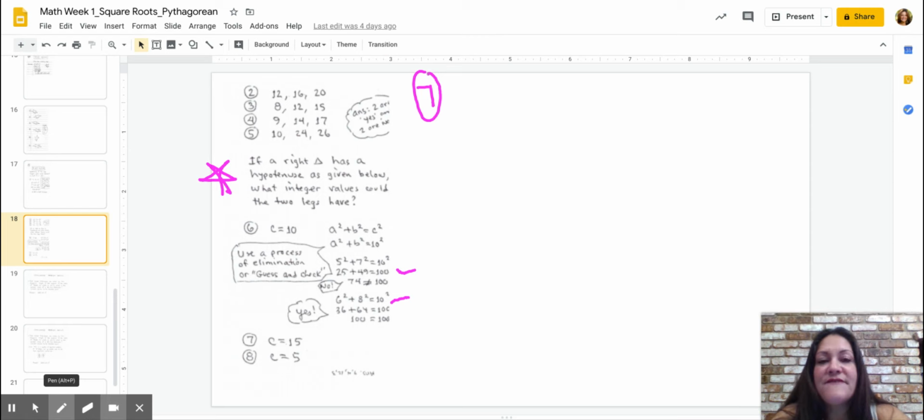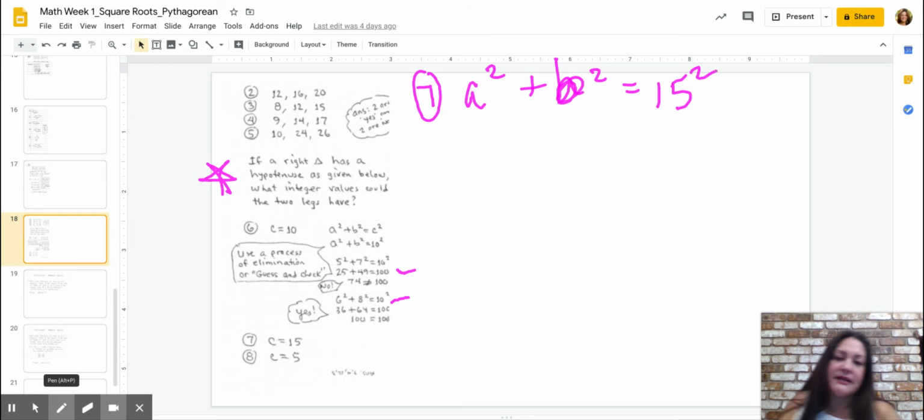C equals 15. So we need to just make a guess for our A and our B. And it's going to equal 15 squared. Do you remember what 15 squared is? We've seen it a couple times. 225. Okay, so let's make some guesses. I already know from our last problem that 6 and 8 is going to be 100, not 225. So I need it to be much bigger than that.